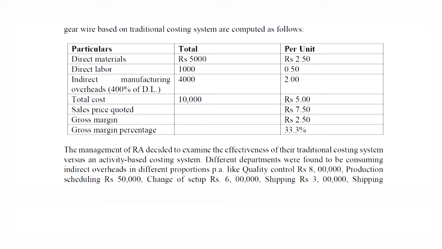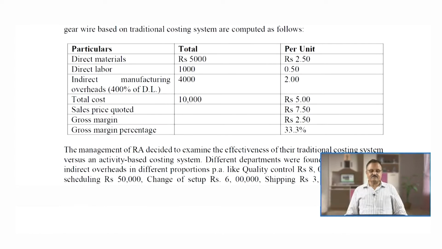Direct labor cost is 1000 rupees. So, per unit material cost is 2.5 rupees and the labor cost is 50 paisa per unit, right. Indirect manufacturing overheads are 400% of the direct labor. So, if the per unit direct labor cost is 50 paisa, then the overhead cost is 2 rupees, and the total overhead cost is 4000 rupees. So, what is the total cost? Total cost is 10,000 rupees and per unit cost is how much?